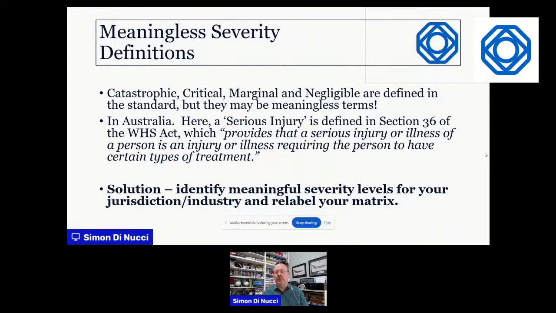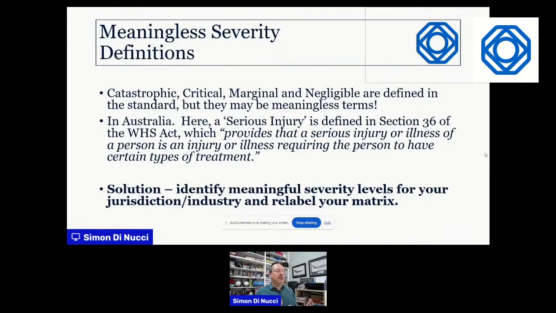So the first problem that we can have with risk matrices is we can have meaningless definitions of severity. In the 882, catastrophic is single death, critical is a single severe injury, and then marginal and negligible have their definitions. However, those definitions were invented in the USA, and they don't necessarily mean anything even in the USA, in different states. But certainly here in Australia, if you wanted to describe a serious injury, there is a term in law in WHS that says this is what a serious injury is, and then it defines examples of them. So if we wanted a more meaningful risk matrix for an Australian application, we should go to the law and use the definitions that are there.